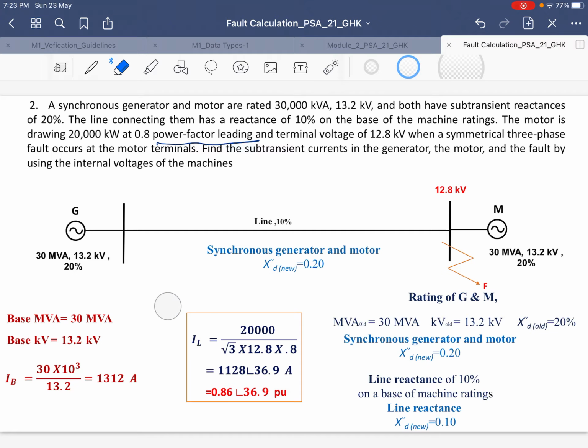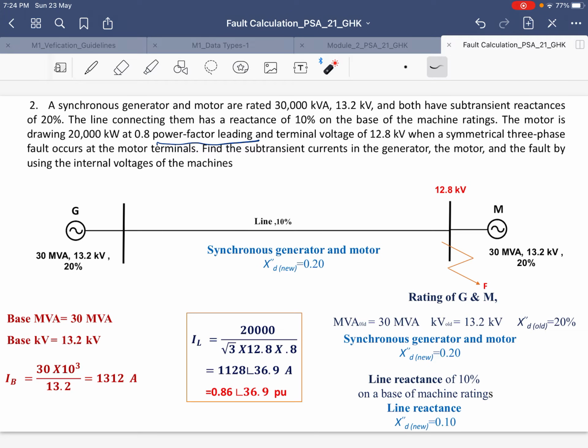Okay. These are the preliminary calculations I made: one is the base current, and the other is the load current. Then I want to express this load current in amperes in per unit by dividing by the base current. What I am getting is that the load current in per unit is 0.86 at an angle of 36.9.